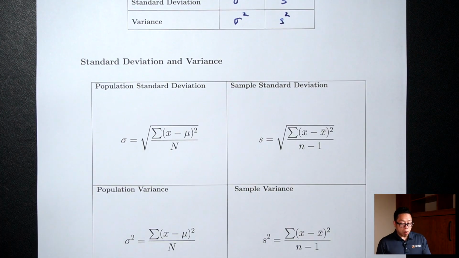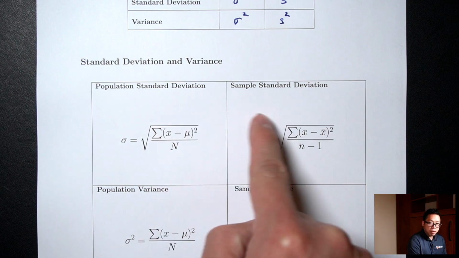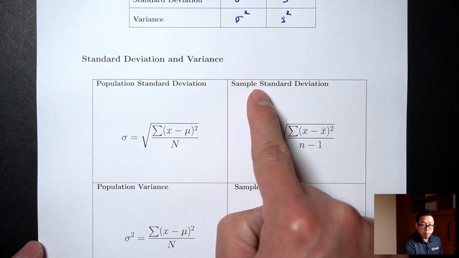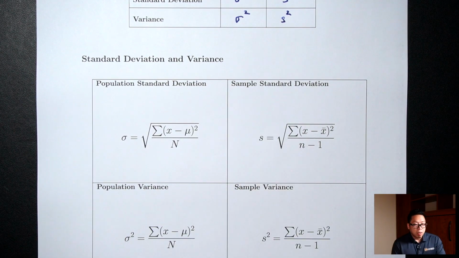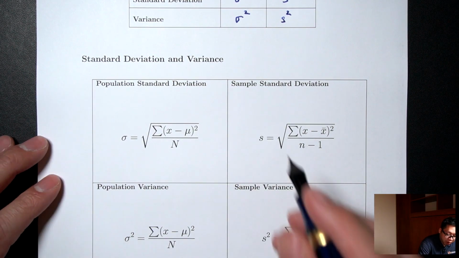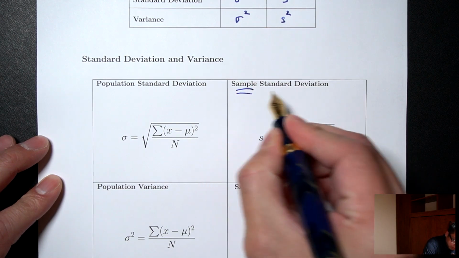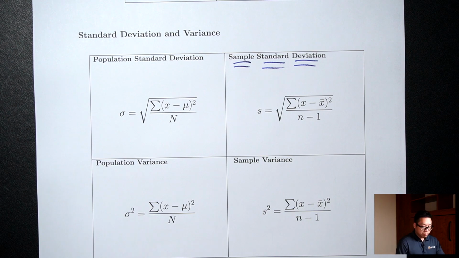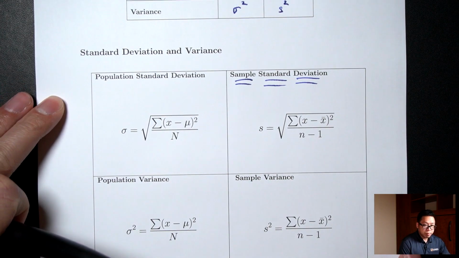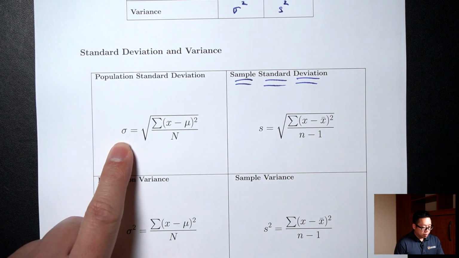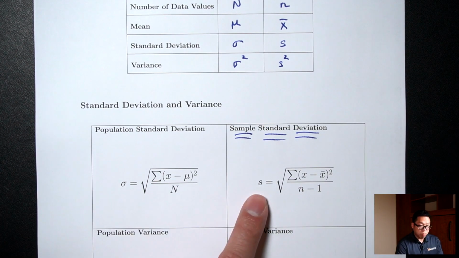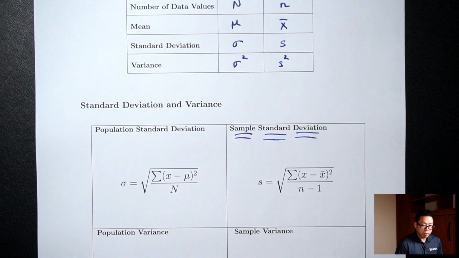Now, these are the two formulas for standard deviation. There's a population version and then there's a sample version. Now, for this class, we're focusing just on the sample version. But I just want you to know that the other formulas do exist. Now, let's look at these two formulas and look at what's different. That's the symbol for population standard deviation. That's the symbol for sample standard deviation.